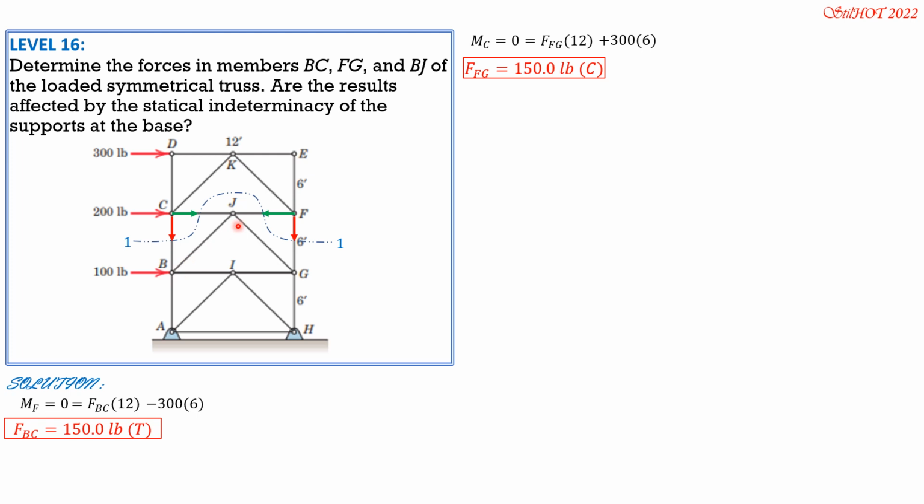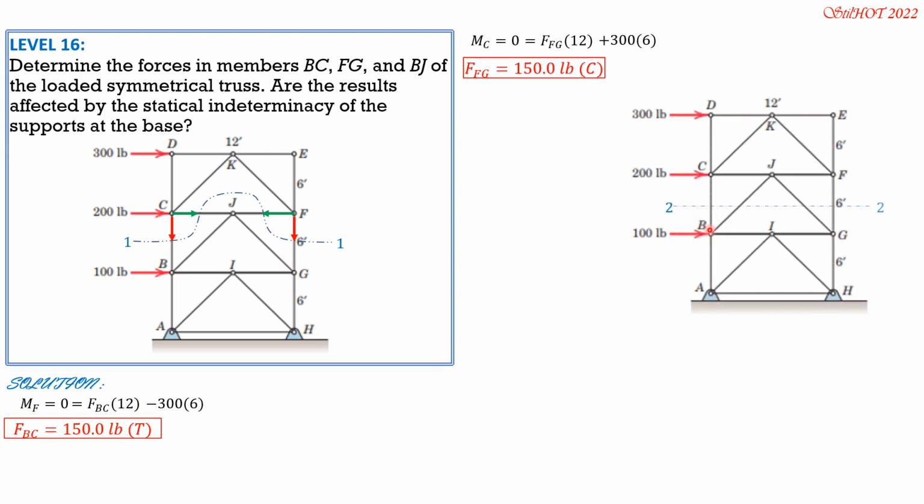For FBJ, since we already found these, we have to introduce another cutting section, section 2-2, and we consider forces above this cutting section, and we put the values of the calculated forces in the preceding solution. And this is FBJ. Since this is 6 feet, this angle is 45 degrees. So therefore, we have another member cut, which is GJ. And these two forces meet at G.